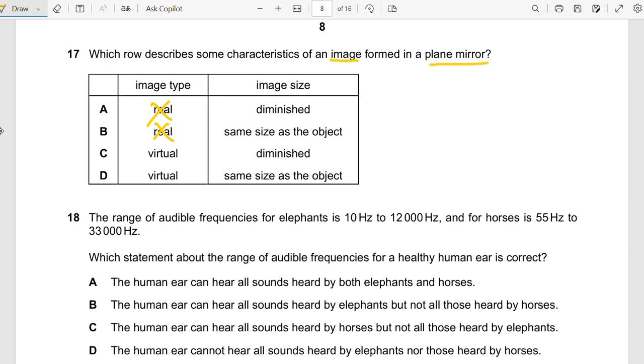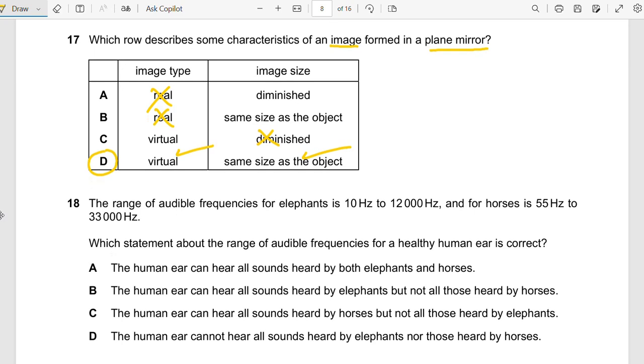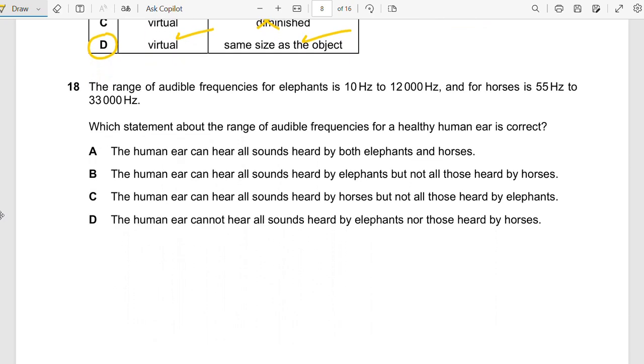In C, they say it is diminished. No, it's not diminished. Of course, diminished means yani smaller. Okay, so the correct answer is D because it is virtual and they say it is the same size. So option D is correct.